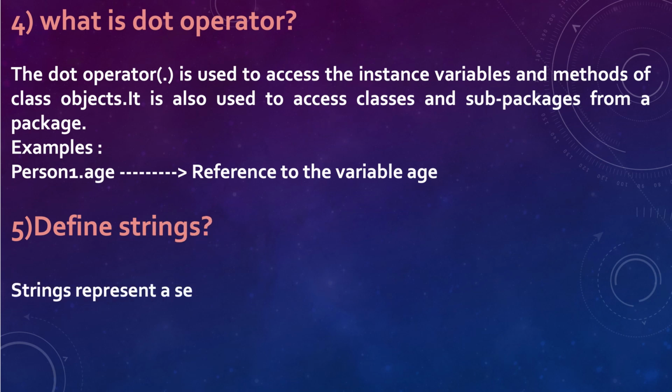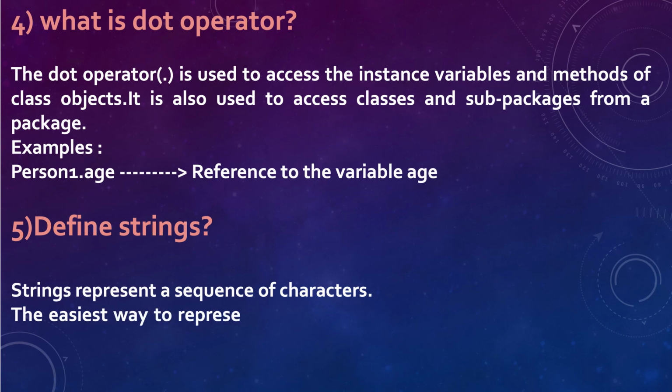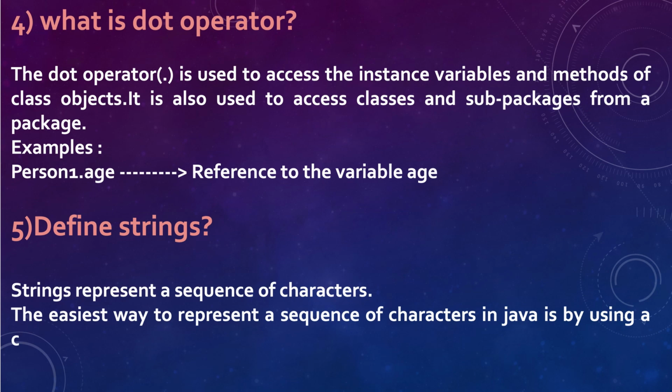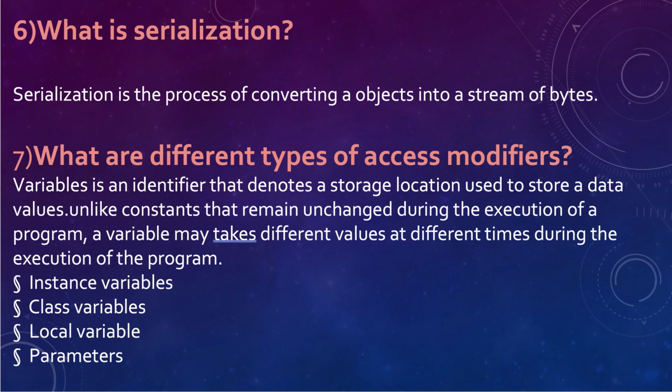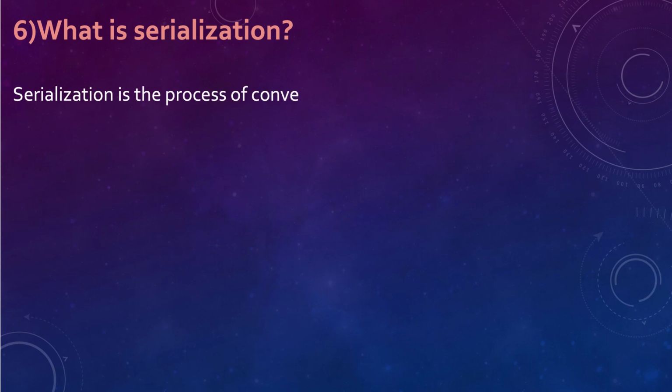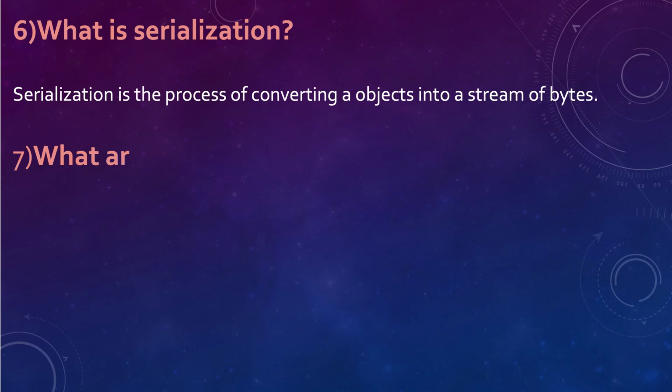Define strings. Strings represent a sequence of characters. The easiest way to represent a sequence of characters in Java is by using a character array. What is serialization? Serialization is the process of converting an object into a stream of bytes.